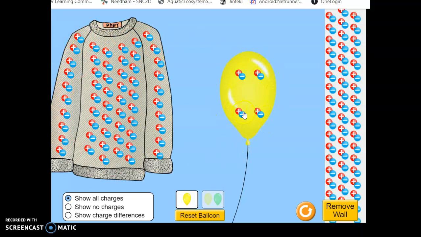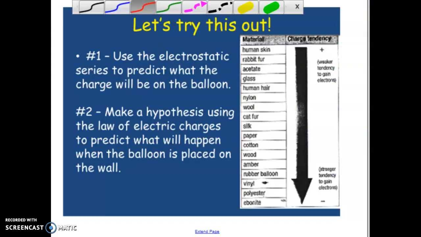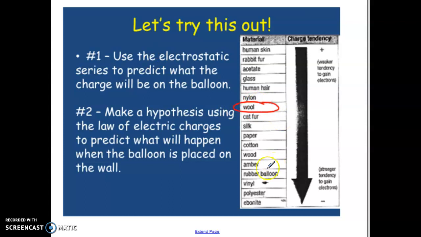The balloon has equal positive and negative symbols, and so does the sweater. So the sweater is neutral and the balloon is also neutral. Okay, so let's take a look at our chart to see what would happen here. So we have a wool sweater and a rubber balloon. And we're going to do friction between them.